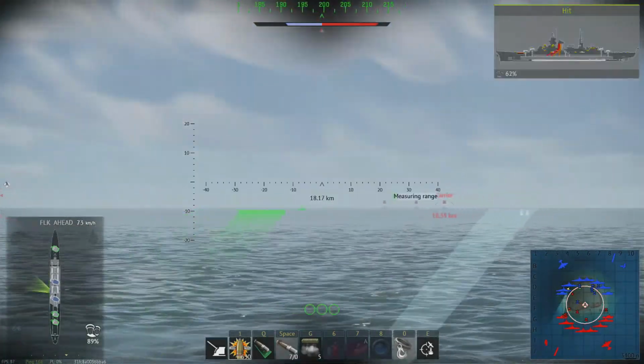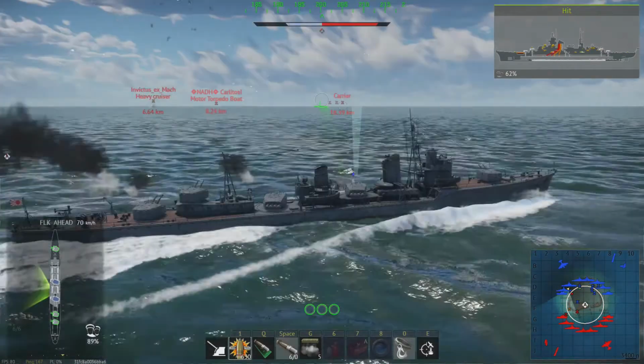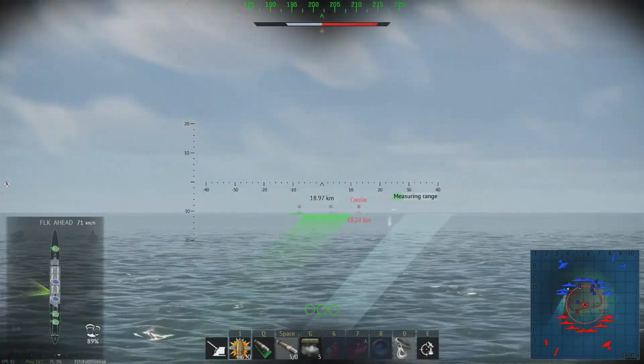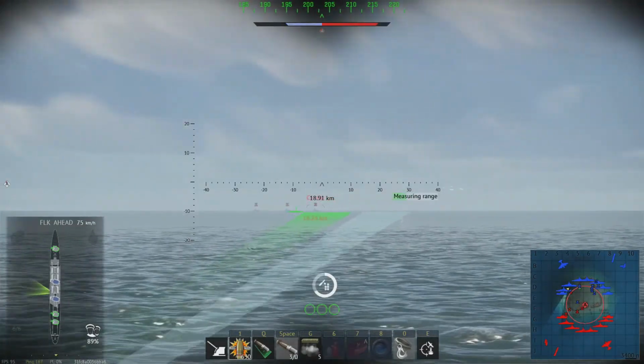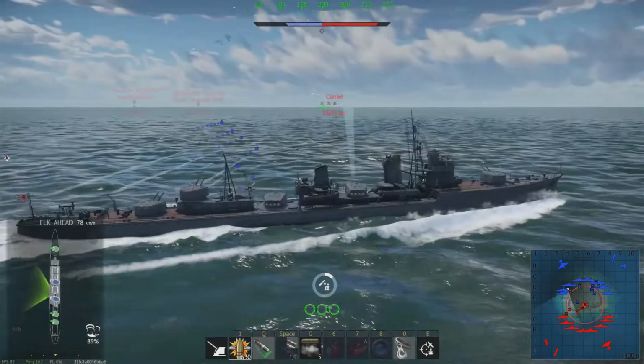Okay, there's the enemy carriers. Threat in the air. I think they're stationary targets, so I should be able to hit them.